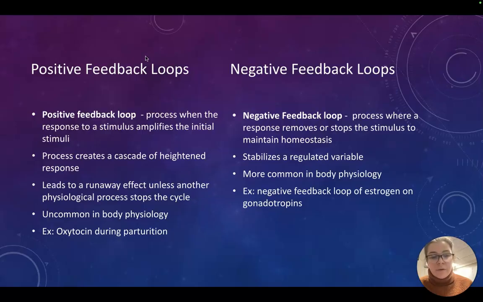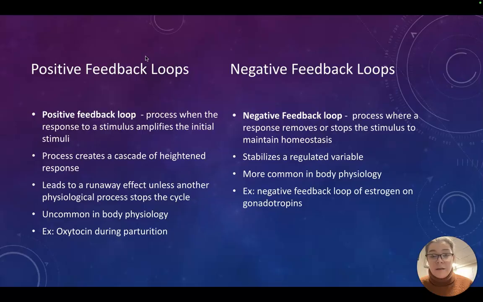But a good example would be the oxytocin release during the birth process, when oxytocin is released and causes uterine contractions to continue to amplify, which is then basically stopped by a complete birth. When the birth process is complete, that cuts off that positive feedback loop.